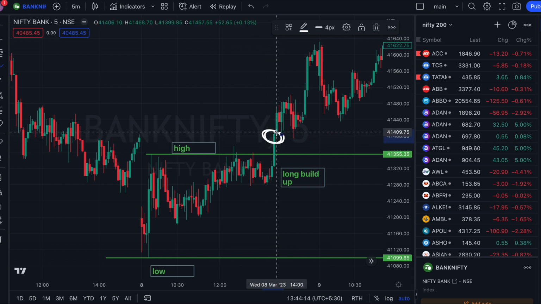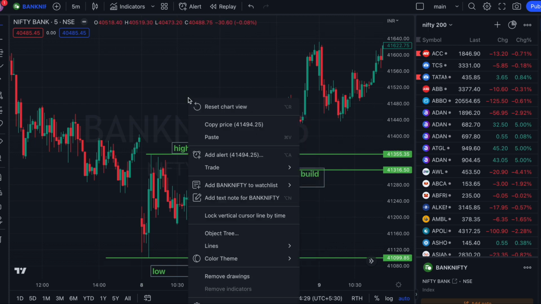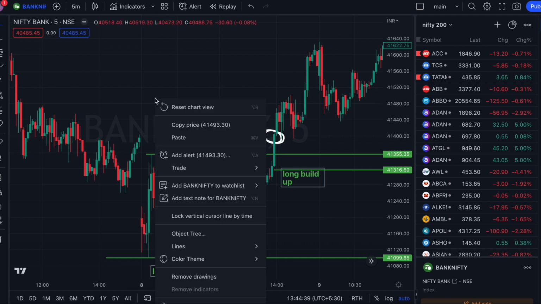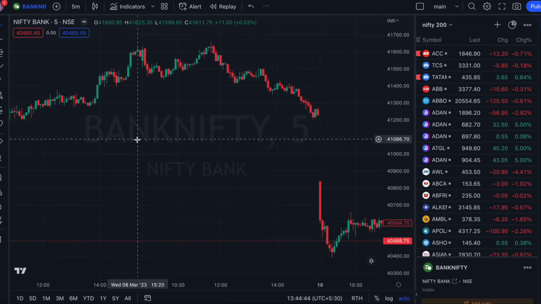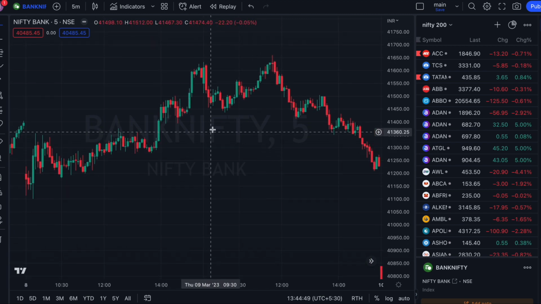And what is going to be our stop loss? Our stop loss is going to be this particular candle which breaks the initial balance, just below this, around this point. Okay, clear? So this is what we call the entry for initial balance plus a long build up. Now let's move to a short build up strategy and see how we can get a trade.